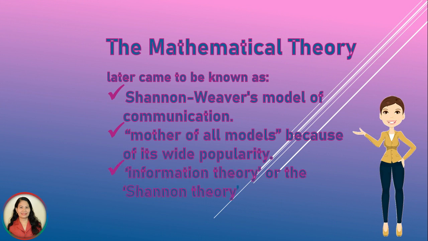The model is also known as information theory or the Shannon theory because Claude Shannon was the main person who developed the theory. Many believe this mathematical theory of communication was mainly developed by Claude Shannon alone, and Warren Weaver had a minimal role. It is often simply called the Shannon information theory in science disciplines.